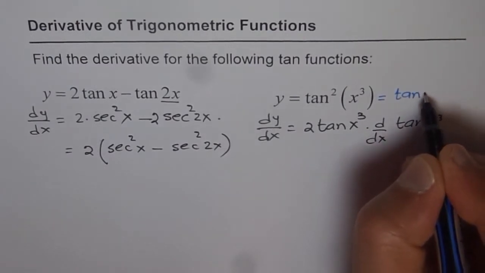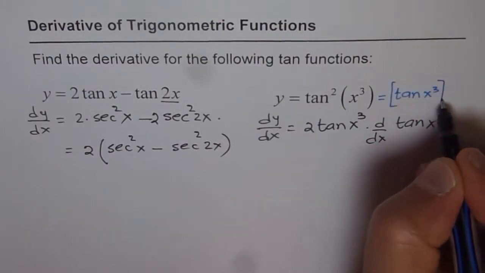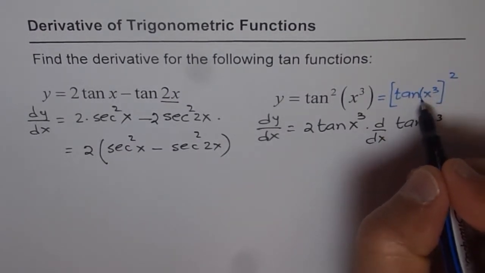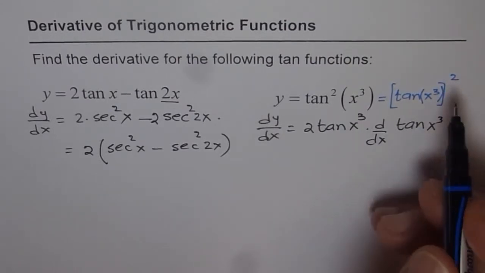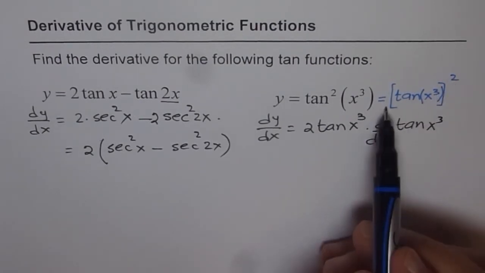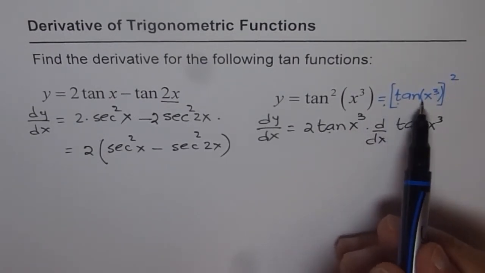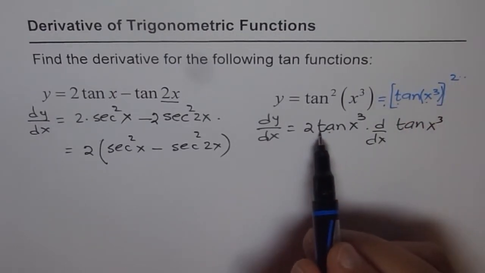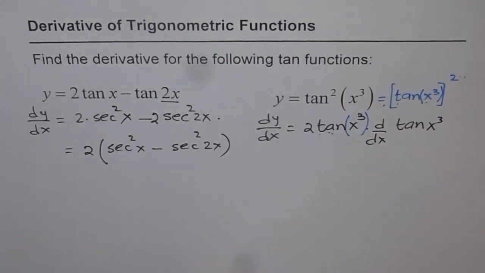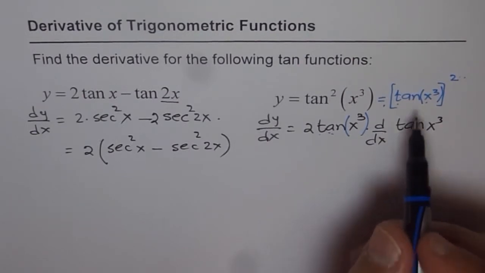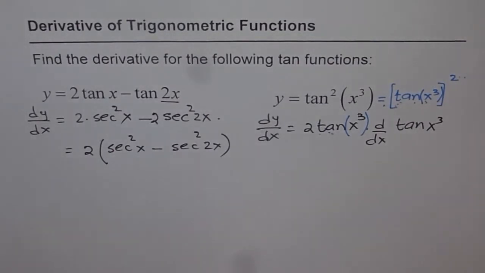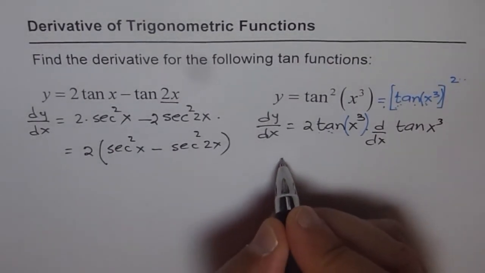I'll write this as tan x cubed, and I'll put everything to the power of 2. Remember, this power is not for x cubed. x cubed is my angle, theta, on the tangent function. So when we apply the power rule, we multiply by 2 and then tan x cubed to the power of 2 minus 1. So we get just tan x cubed. This cube is not for the tan function. Times d dx of the inside function, which is tan x cubed. That is a critical step which I want you to notice and really understand. Now let's continue with this.